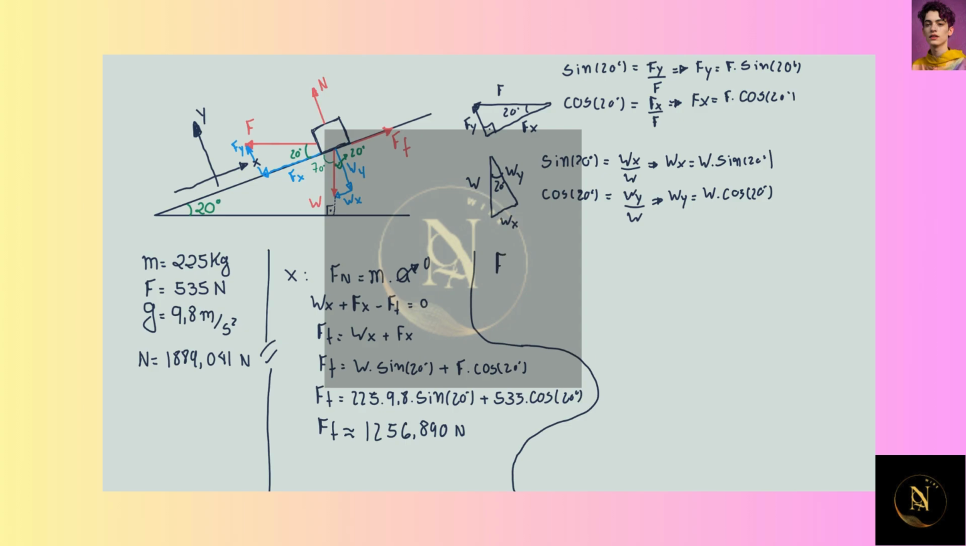Now, knowing the frictional force and the normal force, we can calculate the static frictional coefficient, because we know that the friction is given by the static frictional coefficient times the normal force. So the static frictional coefficient is the frictional force divided by the normal force, which is 1256.890 divided by 1889.041. This results in a static frictional coefficient of approximately 0.666, and this is the answer to this problem.